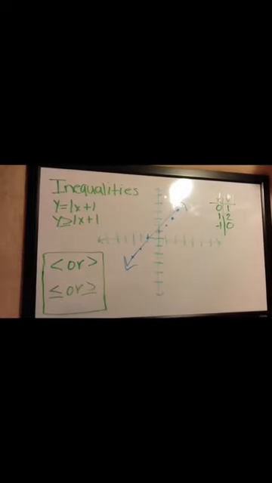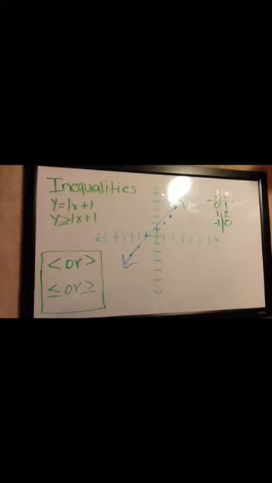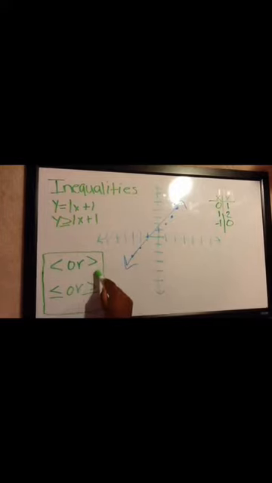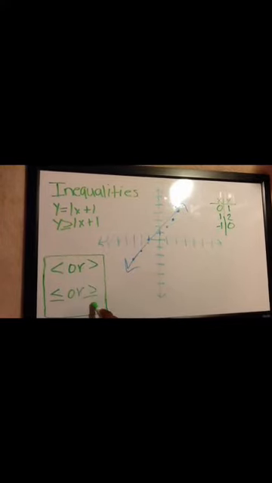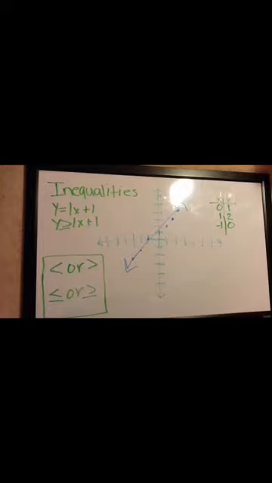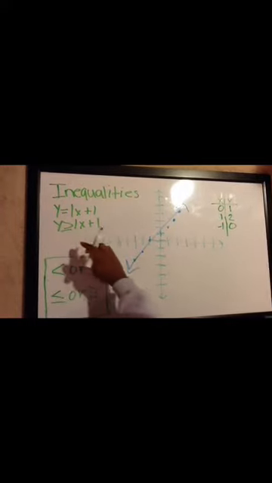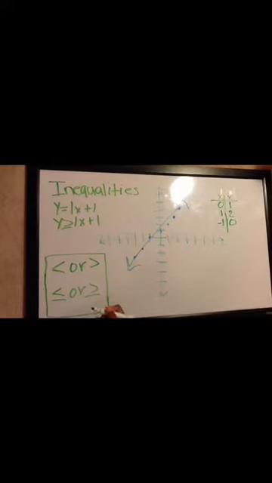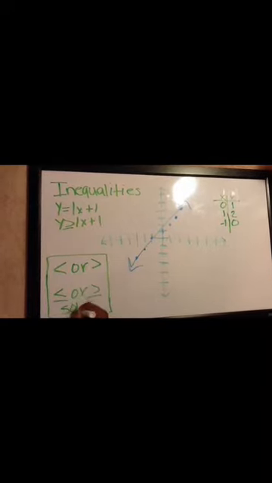An inequality is a mathematical sentence built from expressions using one or more symbols: less than, greater than, less than or equal to, or greater than or equal to. Our problem is y is greater than or equal to 1x plus 1. And since it says greater than or equal to, it will be a solid line.